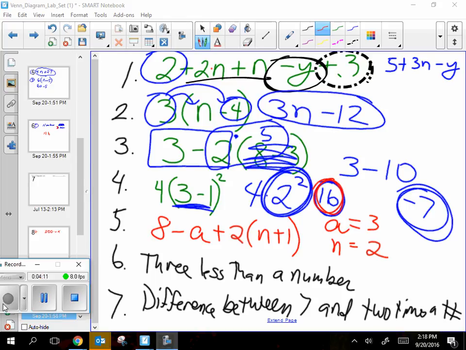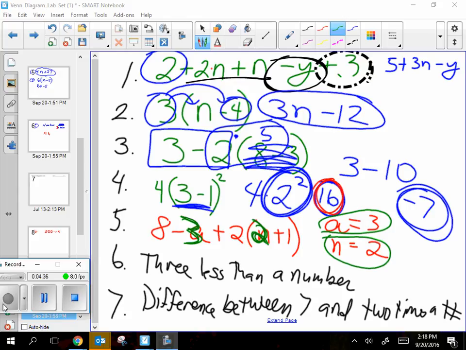All right. Moving on to the red one. On the red one, I'm going to put in what it says here for A and N. A is 3, N is 2. That's all you do is you put in those numbers, and now it's like all the other ones.